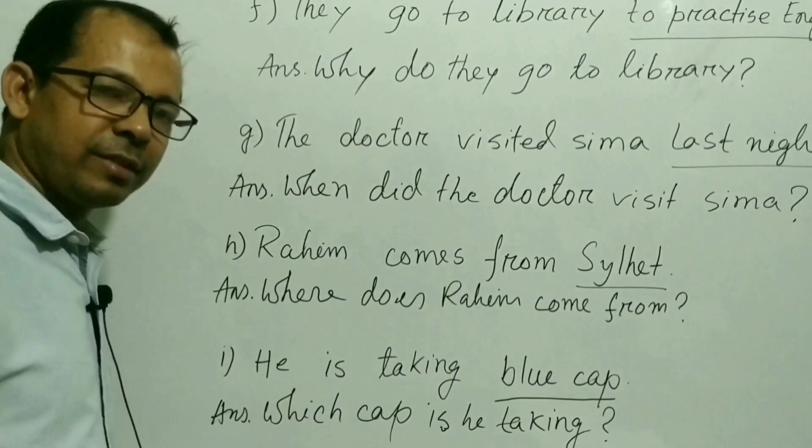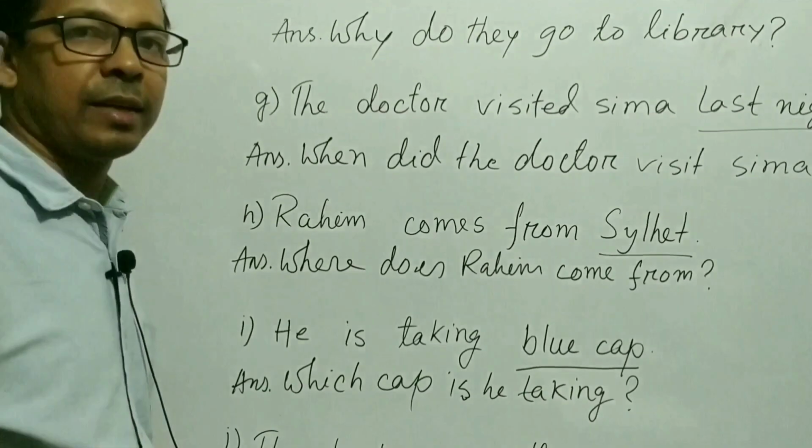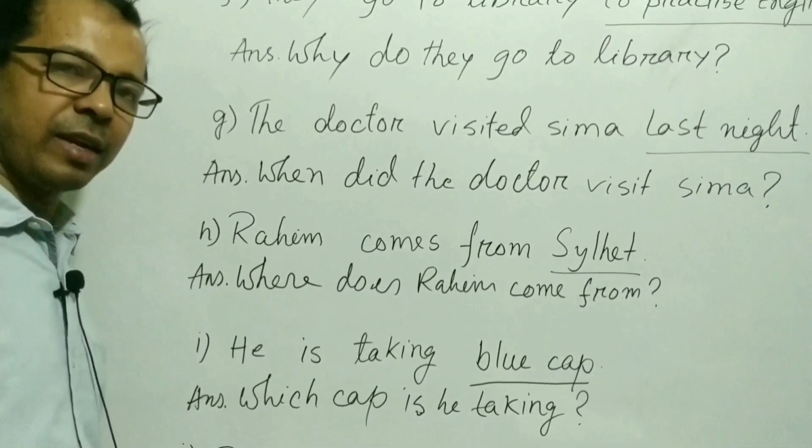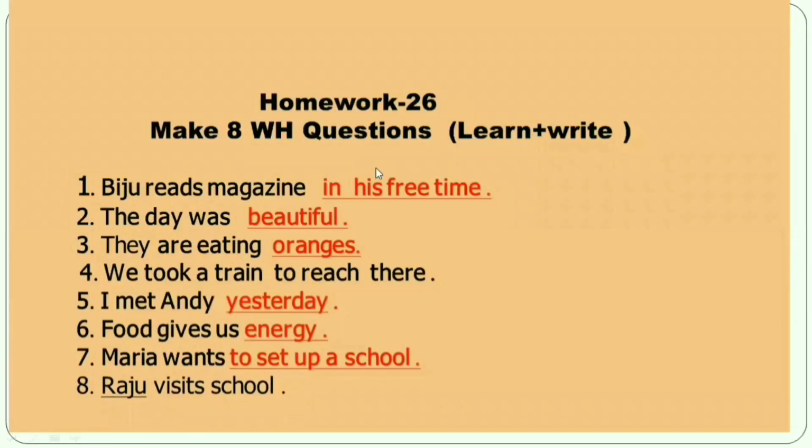Okay. Thank you for being with me. Okay, my dear student, now I'll give your homework. So my dear student, write your homework. Homework number will be 26. Make 8 WH questions, learn and write. Okay, my dear student. So you will do the homework and submit it to your concerned teacher.